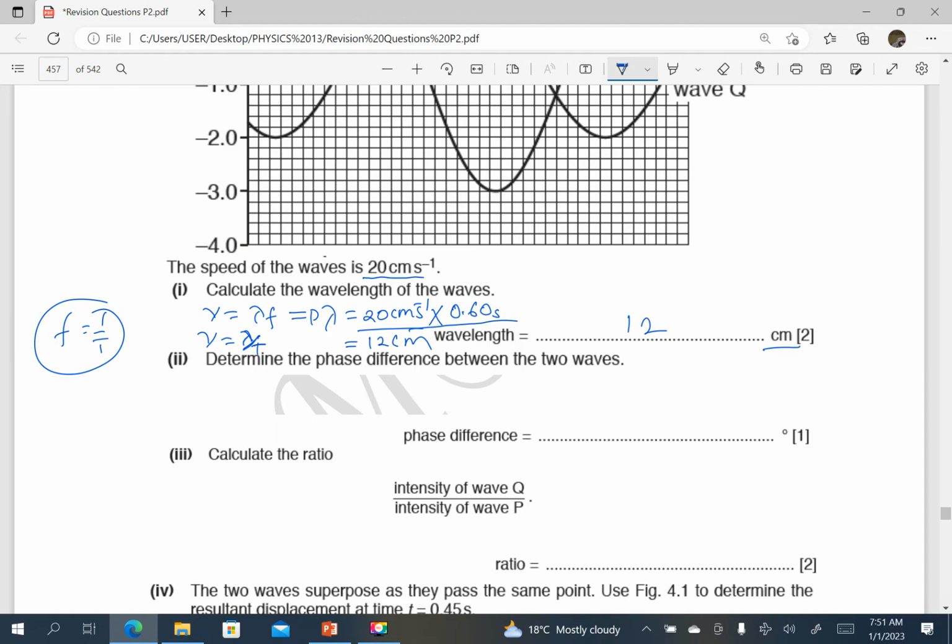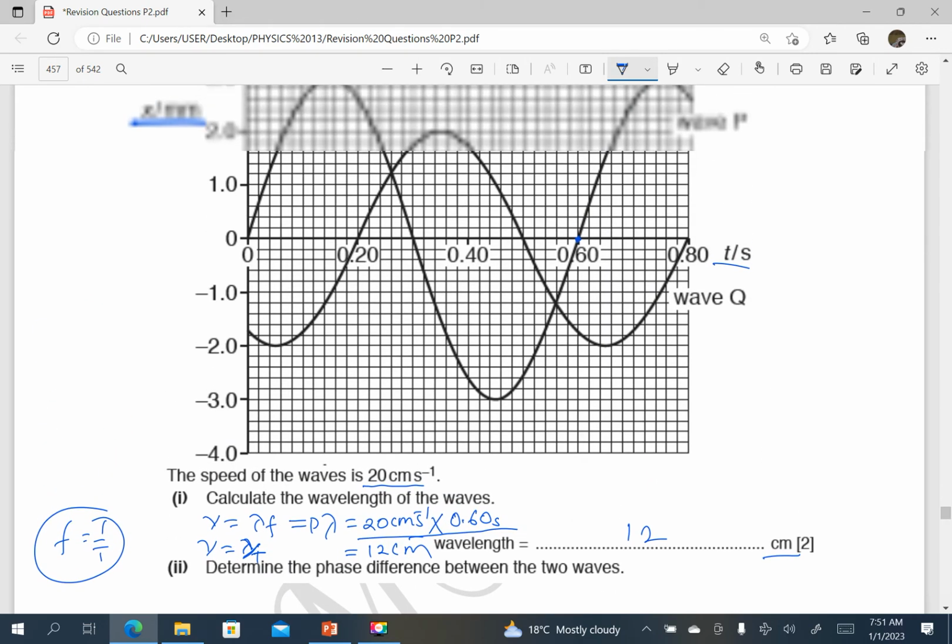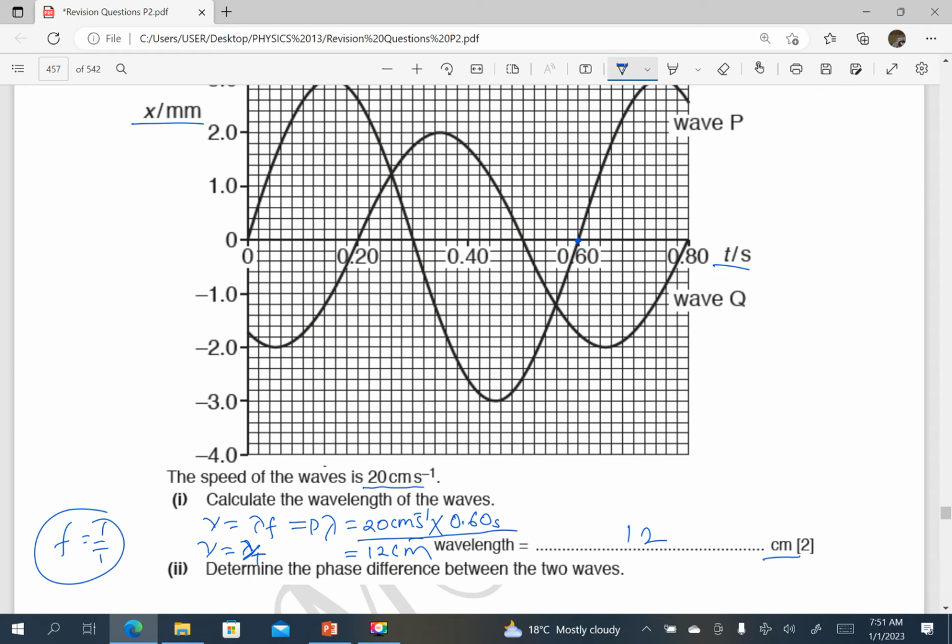Okay, determine the phase difference between the two waves. We just need the time out of step. The word phase difference can only be applied to waves which have the same period or frequency. If they don't have the same period or frequency, then we cannot apply the word phase. So let's find the time out of step.